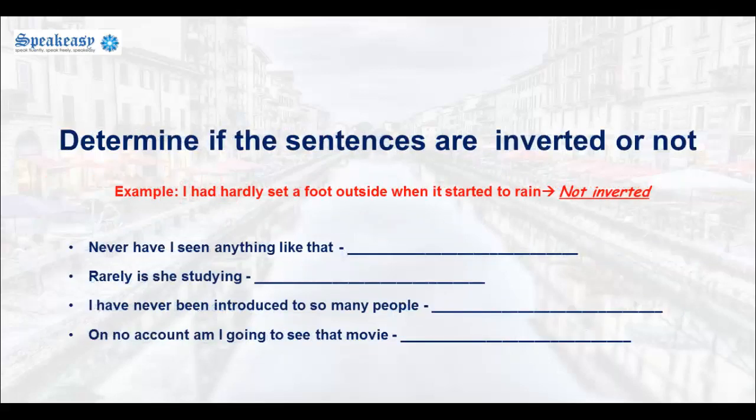Determine if these sentences are inverted or not. For example, I had hardly set a foot outside when it started to rain. This sentence is not inverted.